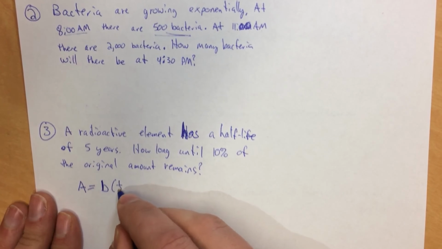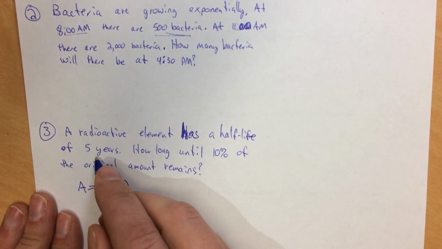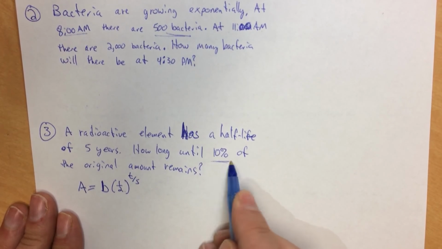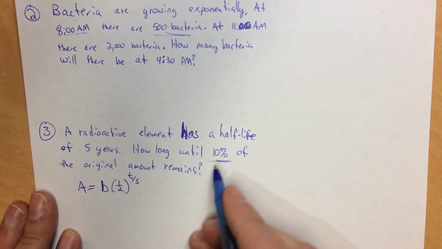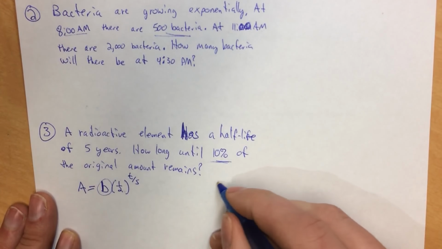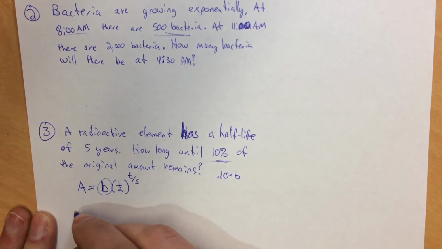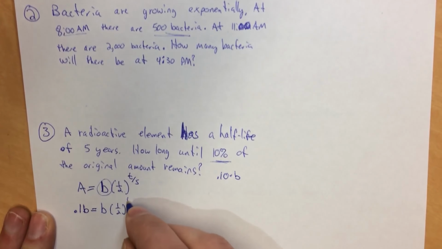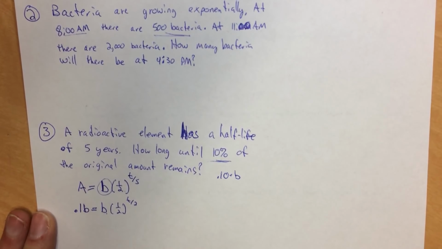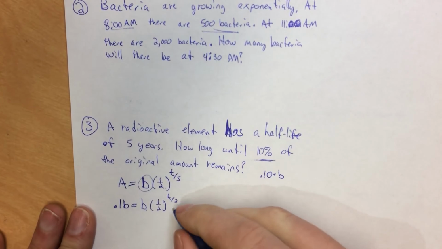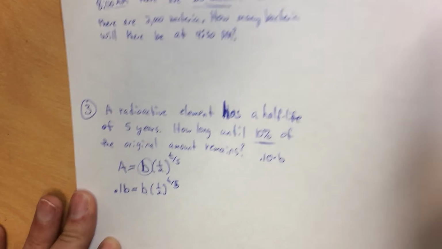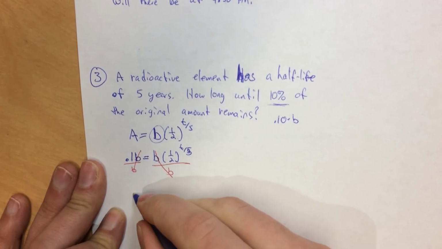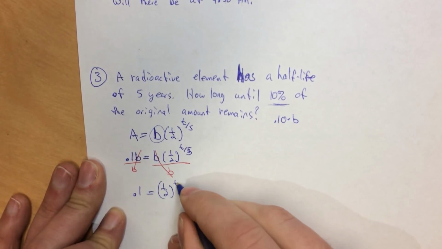Times 1/2, because it's multiplying by a half every 5 years. So that's going to be t divided by 5. And what they want to know is how long until 10% of the original remains. So 10% of the original means 10% of this B. It's 0.10 times B. It turns out it doesn't matter what you start with, you'll always end up with the same answer, because to get to 10% of it, watch what happens when we solve this. Oh man, my 5 became a 2. What happens when we solve this is that we divide both sides by B, and B will go away. So we end up with 0.1 equals 1/2 to the t over 5.